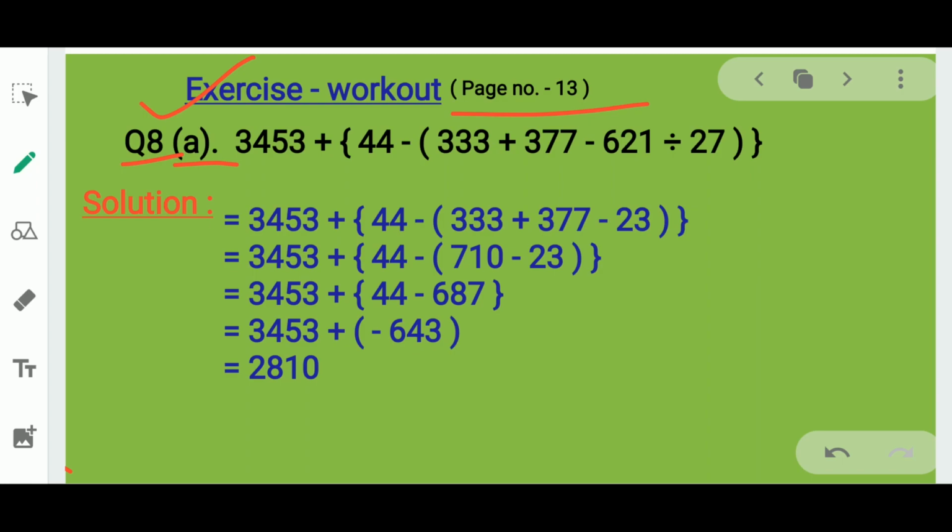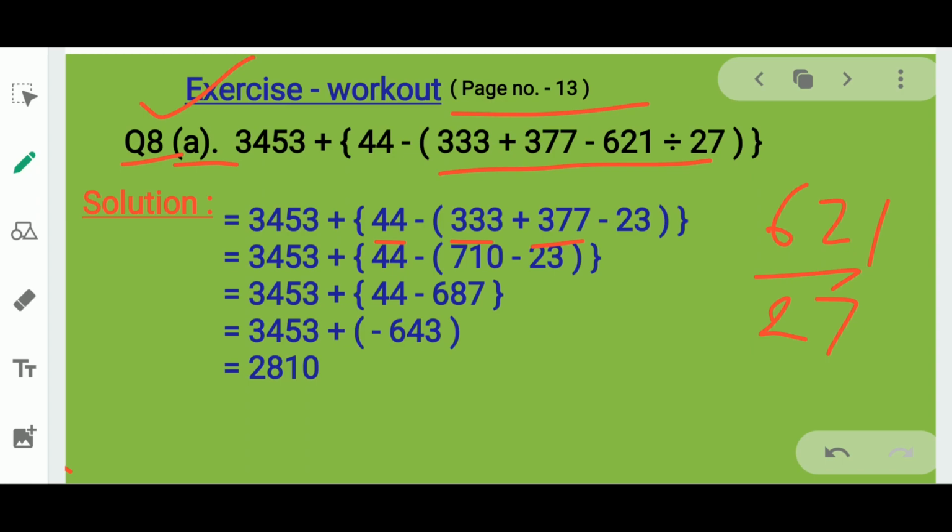As you all know, we have to solve the small bracket first. In the small bracket, one addition sign, one subtraction sign and one division sign are present. What should we do? Yes, students, we have to divide first. All of the terms remain the same: 3453 plus curly bracket 44 minus small bracket 333 plus 377. We have to divide 621 by 27.